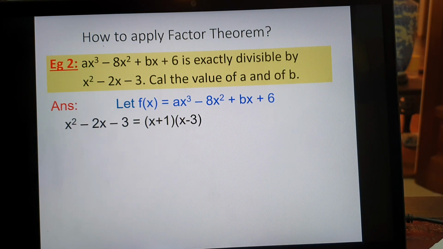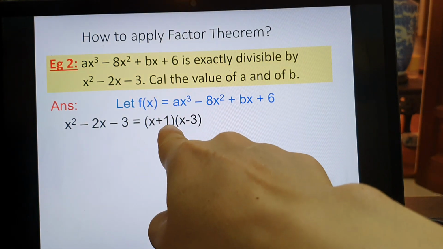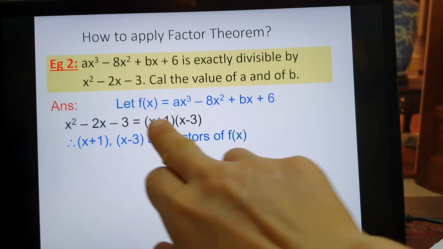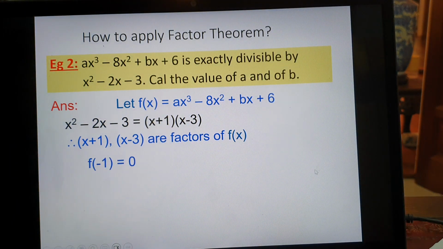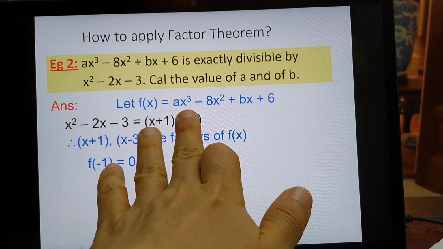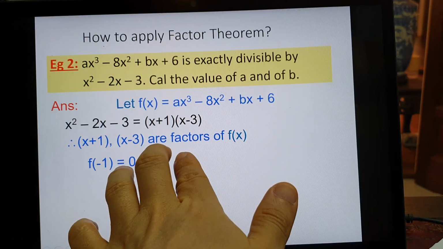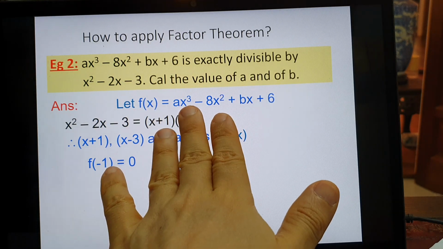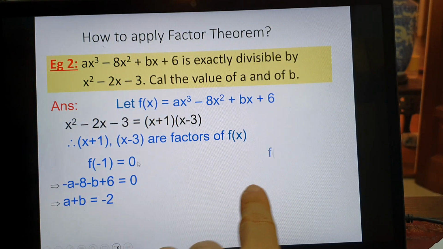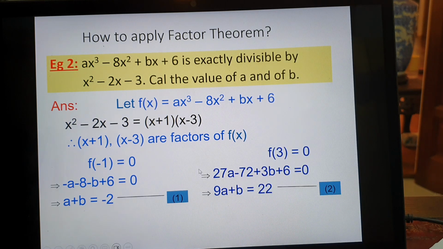So first step is to factorize this, and you'll find that it is made up of two factors. It means that, okay, this is a factor. That means when you equate this to 0, that's x equals minus 1, and then x equals 3. So you can get one equation, and then this one can get another equation. Solve them simultaneously, and then you'll get this.